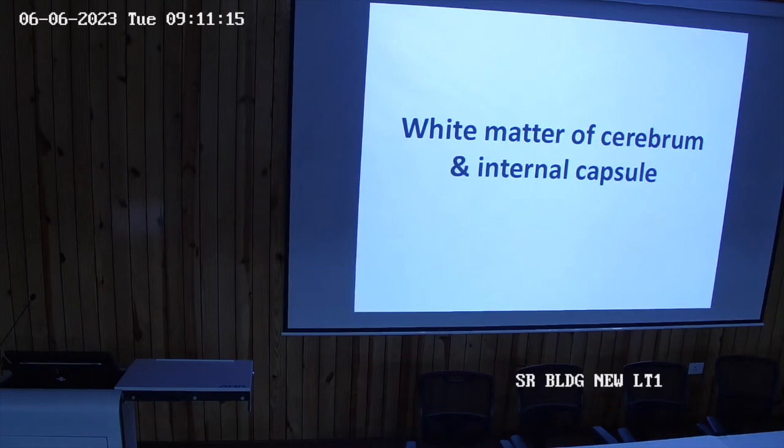Inside this cerebral hemisphere, there is white matter, and in the white matter there are also some masses of gray matter. Those are called basal ganglia. You have gone through the basal ganglia. So what are the basal ganglia? These are the gray matter masses present inside the white matter. And the cerebral cortex consists of gray matter.